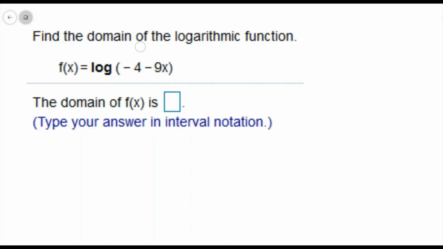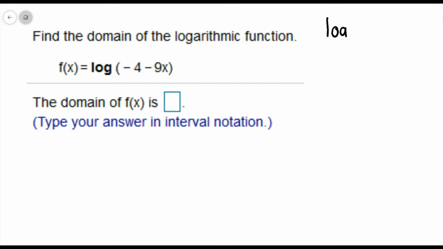Question says find the domain of the logarithmic function. f(x) equals log of -4 minus 9x. So the domain of logarithmic functions is going to be found with the idea that you can only take the log of positive values. Let me explain that in a little bit more detail.